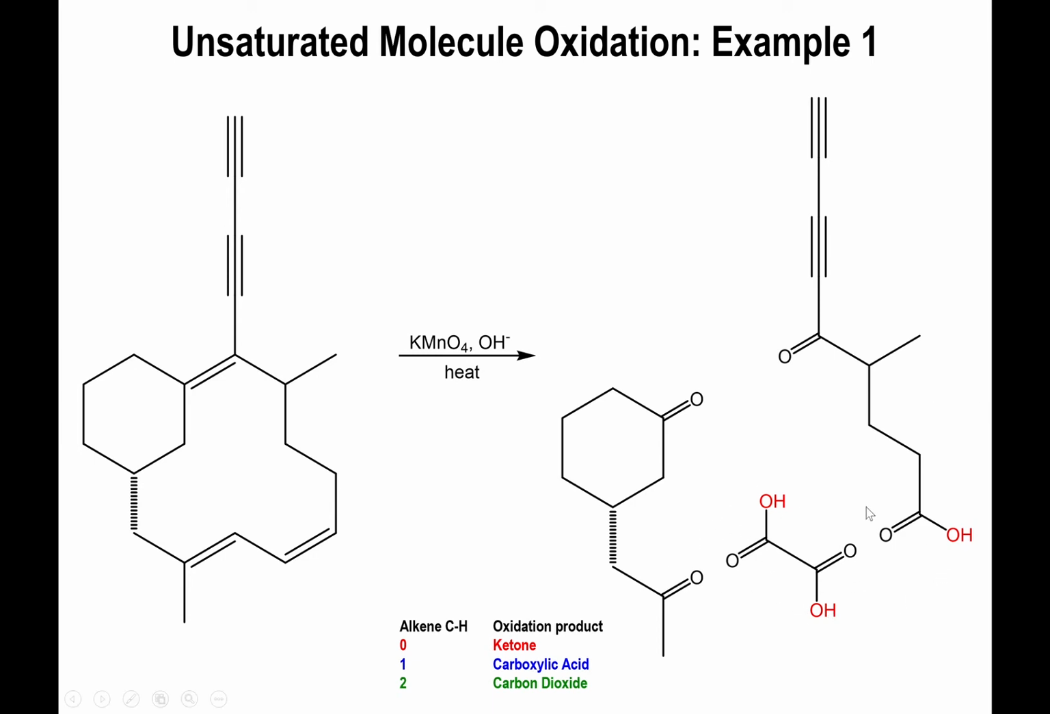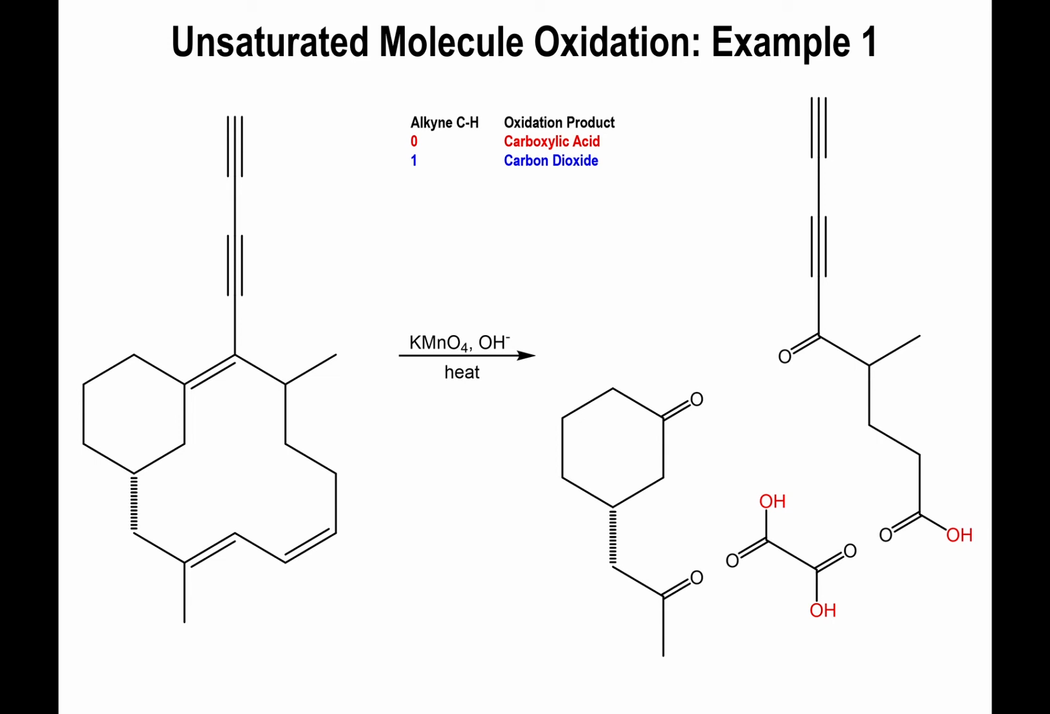Now, mind you, this molecule still has alkynes present, so we're going to take care of that next. And to remind you, the alkyne carbon, if it has no hydrogens bound to it, we're expecting a carboxylic acid. If it does have one hydrogen bound to it, we expect carbon dioxide to come out from that particular point.